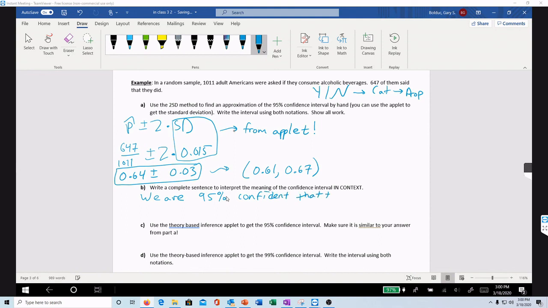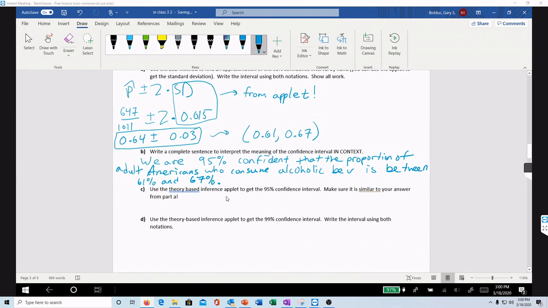that the proportion, because that's what we were interested in, of adult Americans who consume alcoholic beverages is between 61% and 67%. So let's stop here and think about a couple things.